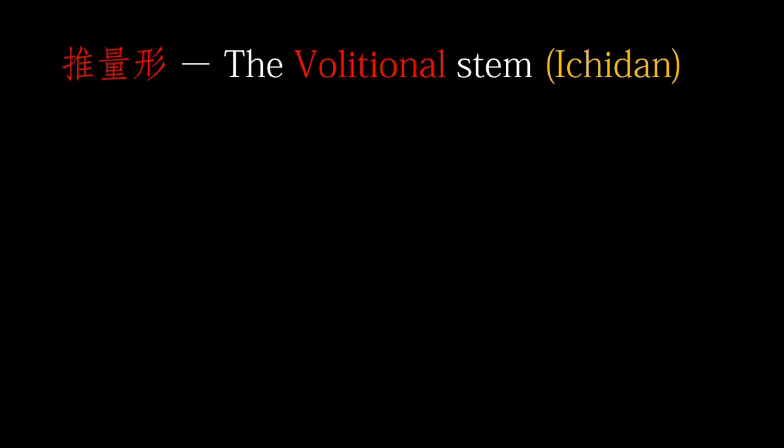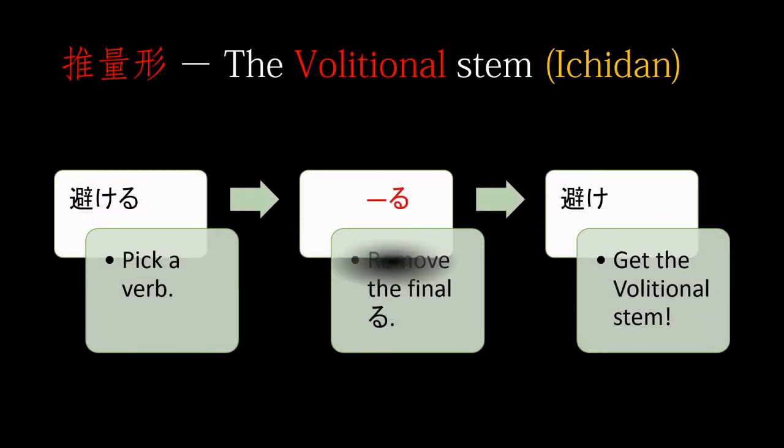Now the volitional stem for our Ichidan verbs is once again formed in the identical way as the irrealis and conjunction stems have been formed. We pick a verb, remove the final ru, and we get the volitional stem. So once again, sakeru has its ru removed and becomes sake, because we need to remove the final ru.